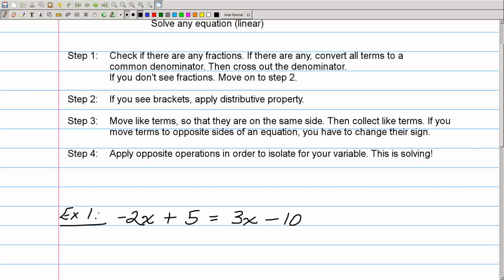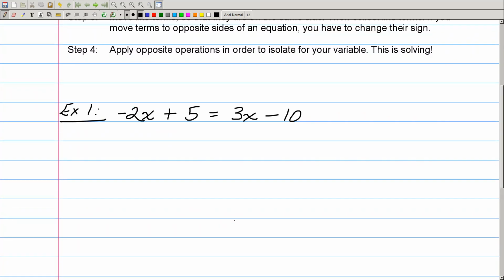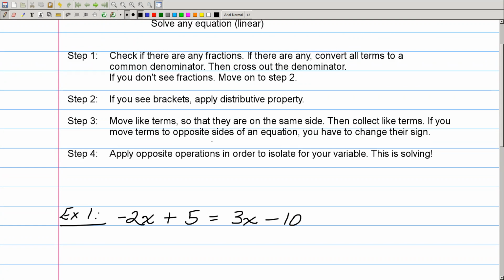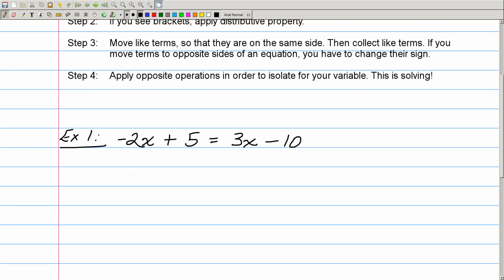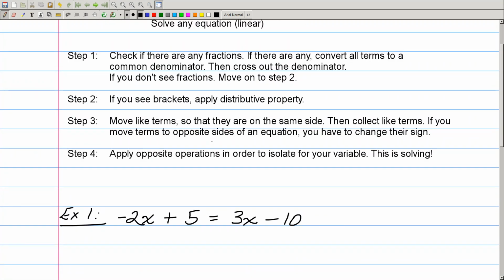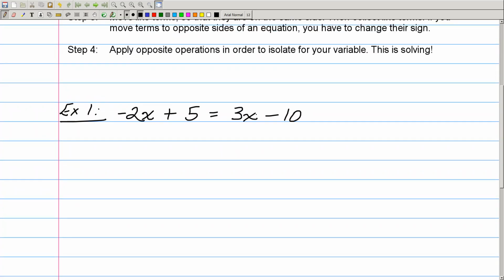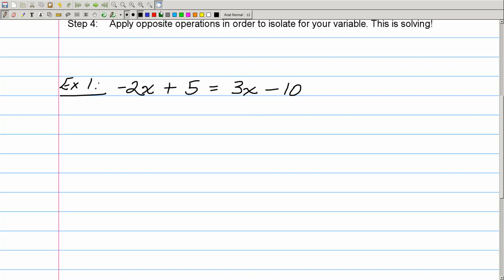Well, check if there are any fractions. So I obviously don't see any fractions in example 1, so I can move on to step 2. Do I see any brackets? No brackets at all. So I can move on to step 3. Step 3, it says move like terms so that they are on the same side. Then collect like terms. When you move terms to the opposite side, you have to change their sign. Okay, so here's what I have to do. I need the x terms right here to be on the same side. Right now they are not. They are on opposite sides of the equation. So what do I do?